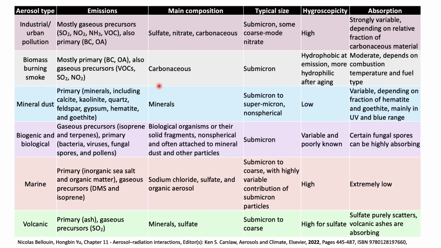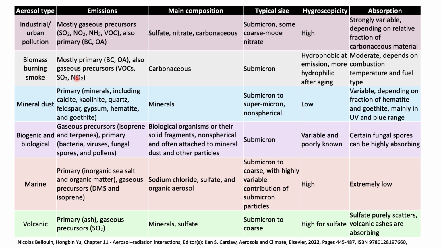So here is a comparison of many of the aerosol types, where they are produced. One is the industrial or urban pollution, another one is formed from the biomass burning, then mineral dust, biogenic and biological origins, marine and the volcanic type. So these are all the several types of aerosols that are present, and how they are emitted, what their main composition is, what their typical size is, what their hygroscopicity and absorption are, given in the form of a table. So you will get more details about this table in the accompanying text. We will briefly go through some of the major classes.